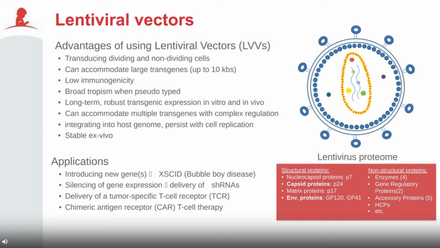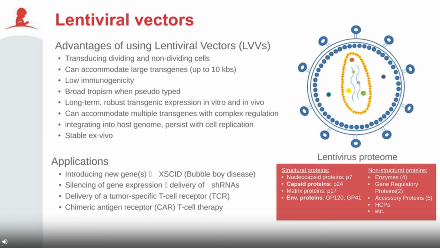There's low immunogenicity associated with these viruses. There's a broad tropism, so you're able to infect a multitude of different cell types within the body. We also observe long-term robust transgene expression, both in vitro and in vivo. These viruses do stably integrate into the genomes of the hosts. You can accommodate not only a single transgene, but you can express and stably integrate multiple transgenes.